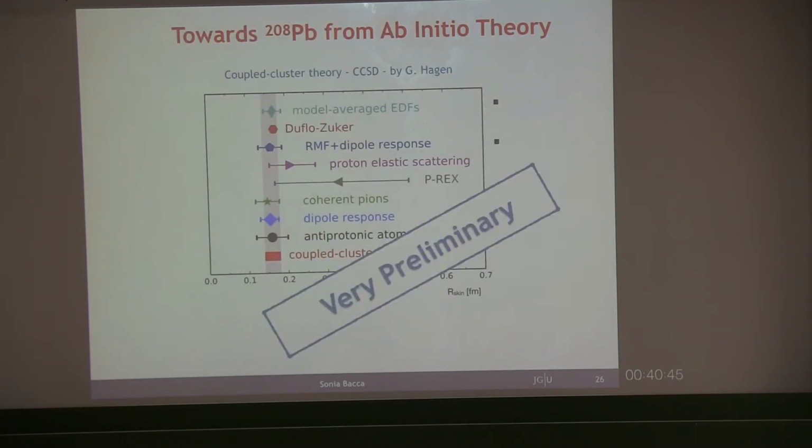We also have first attempts to tackle lead. Lead is really a heavy nucleus, computationally much more difficult. The level of sophistication of this calculation is not comparable to the previous one, but this preliminary, or very preliminary, result shows that it's probably possible in the future to do it well, and the result is here compared to a bunch of other ways to measure. I just would like to highlight this point here, which is coming from the PREX experiment at JLab. 2012 was the measurement. Now they're working on PREX-2, which is supposedly going to give lower uncertainty, and also the MREX experiment is going to give lower uncertainties. Okay.